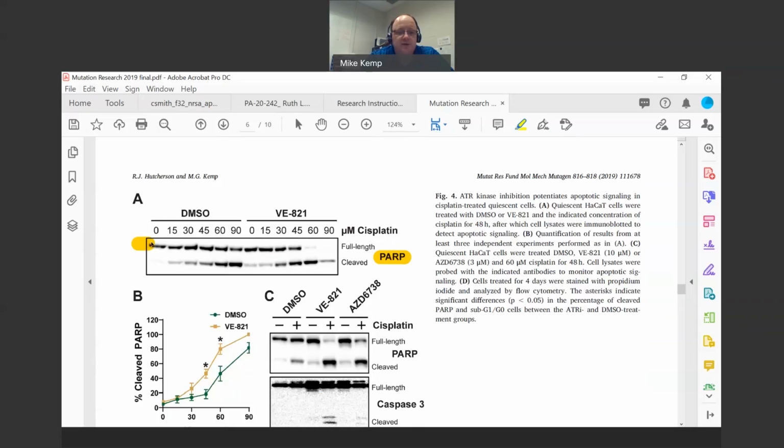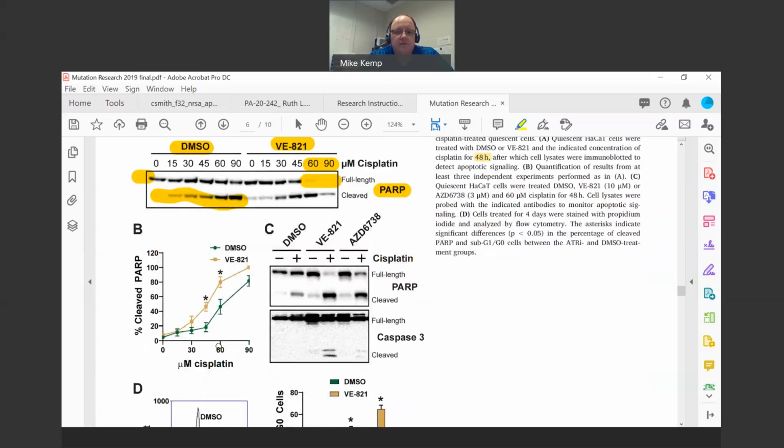And so we can see that in the vehicle-treated cells, with increasing doses of cisplatin treated for 48 hours, there is an increased amount of the cleaved PARP observed in these cells. Now, when we pre-treat cells with the ATR inhibitor, we actually see more PARP cleavage, and particularly if you look at the higher doses here, like 60 and 90 micromolar, there's essentially no full-length PARP left. And so these cells are consistent with the cell survival assays. They're more sensitive to the DNA damage, and they're more likely to undergo cell death by apoptosis.